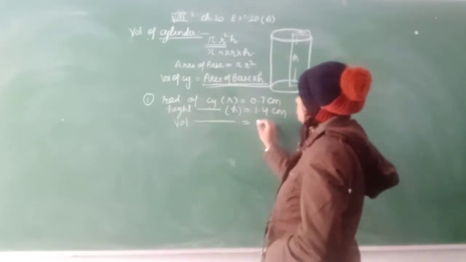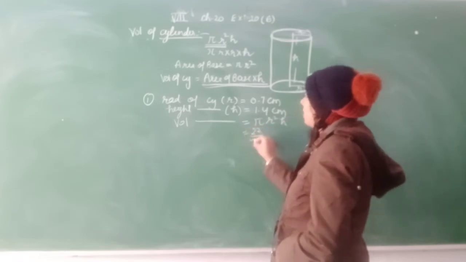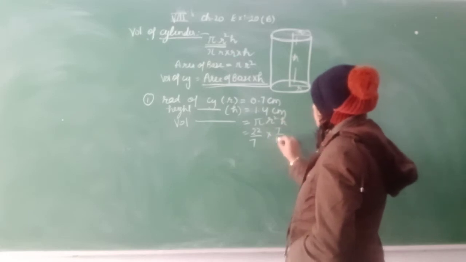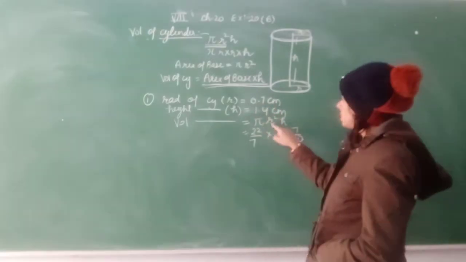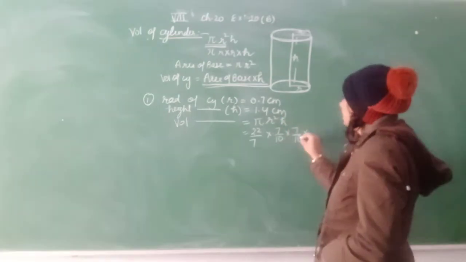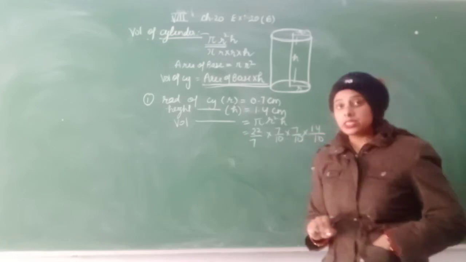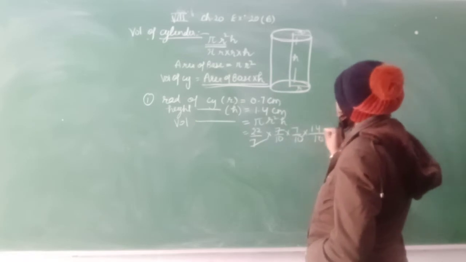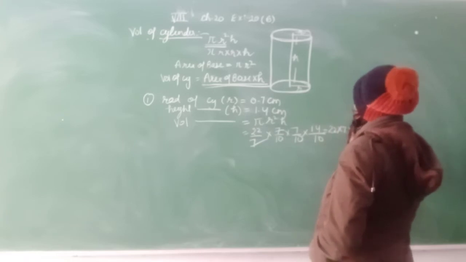The basic formula is pi r square h. The value of pi is 22/7 here. Your r is 0.7, so you will write 7/10 and 7/10 two times because there is r square. So you will write 0.7 multiplied by 0.7 and then h, that is 1.4. After removing the decimal you will have 14/10. Multiply these numbers and get your answer: 22 into 7 into 14.